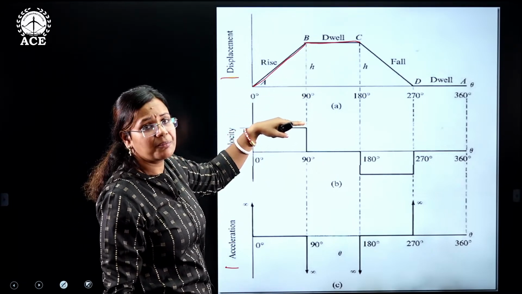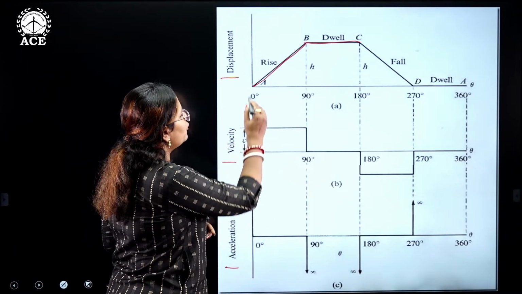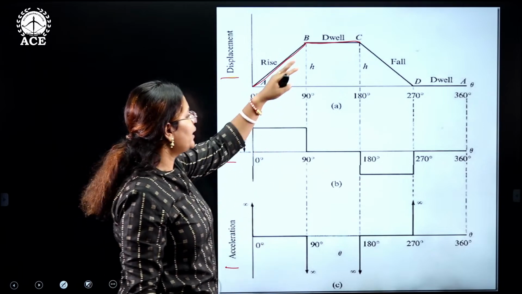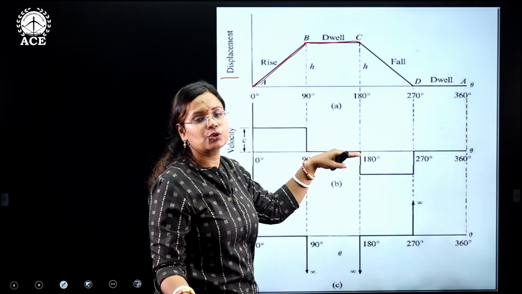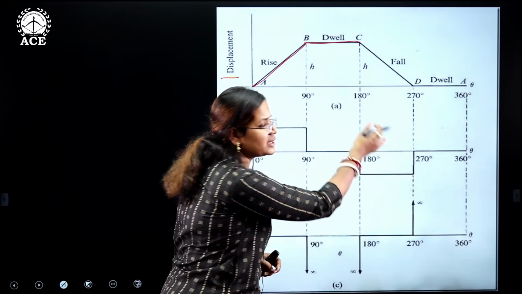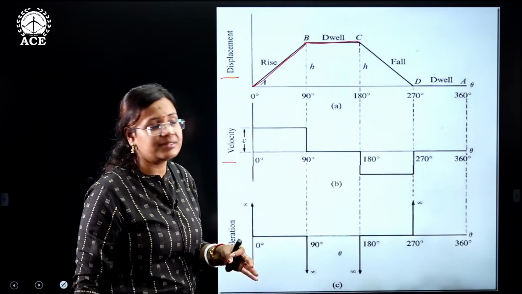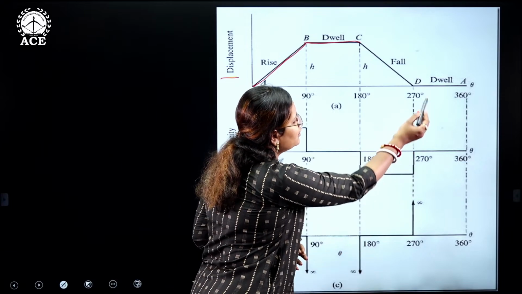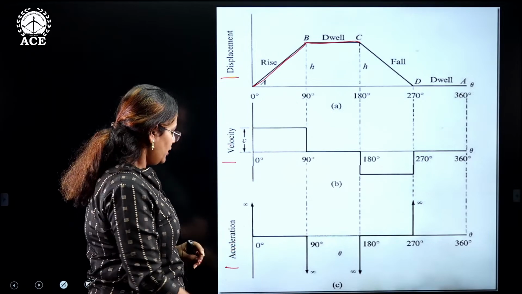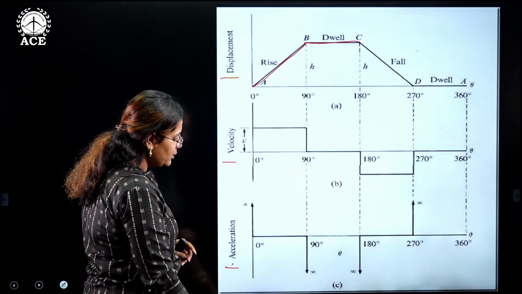If it is a uniform motion, a uniform velocity increase will be there. So from here, of course, the velocity is increased, so I'll draw one rectangle over here. Dwelling period, so rest, there is no velocity, zero velocity. Here it is a fall, so negative velocity, let us say a lesser, very small velocity. Then again here dwell, so again zero velocity. That is how the velocity diagram is drawn here. Next comes the acceleration diagram.